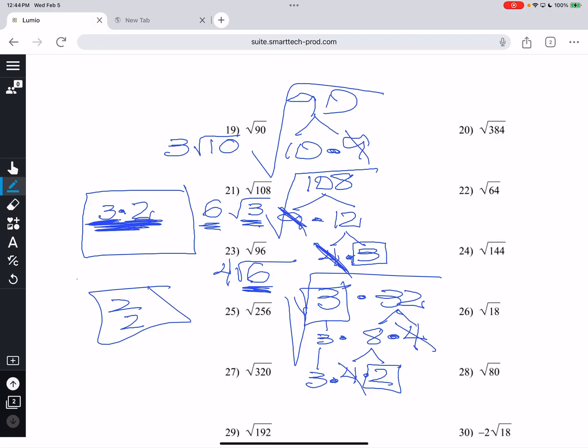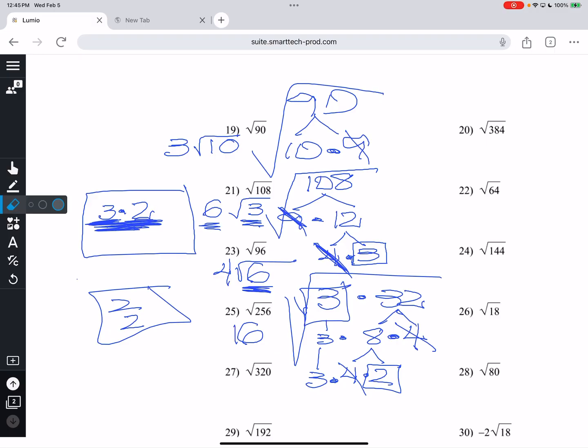All right, what did you get for 25? 16. Yes. What goes in the radical? Boyd, what goes in the radical? Oh, I just got 16. Right, 16. Nothing goes in the radical. That's a perfect answer.